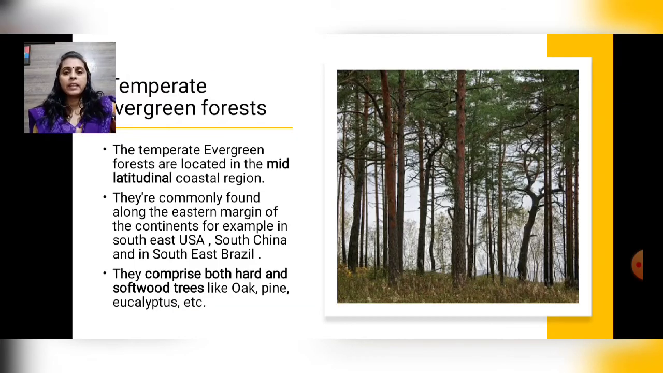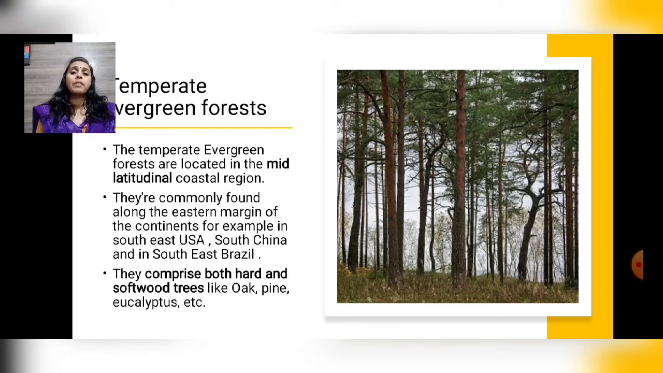Now the temperate evergreen forest. Now we come to the temperate region. Temperate evergreen forest, you can see the image as well. The temperate evergreen forests are located in the mid-latitudinal coastal region. They are commonly found along the eastern margin of the continents, for example, in southeast USA, South China, and in southeast Brazil.